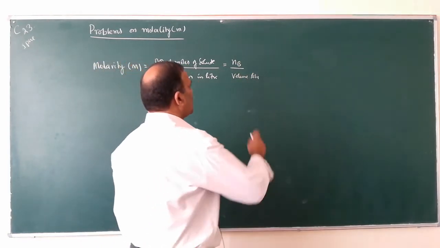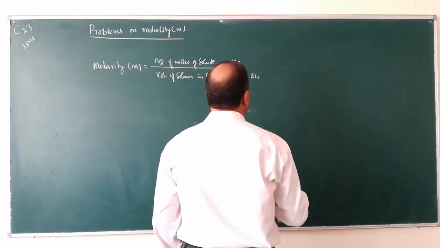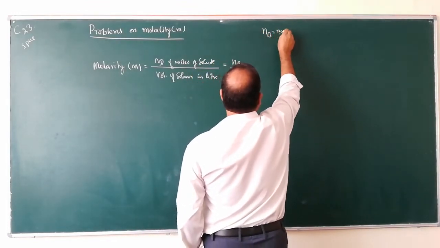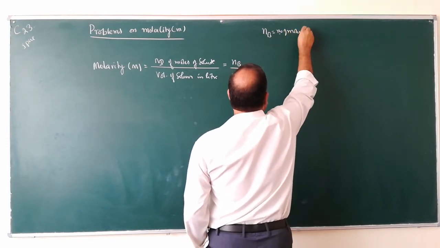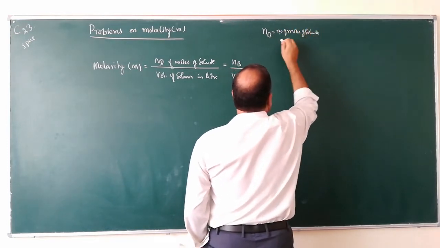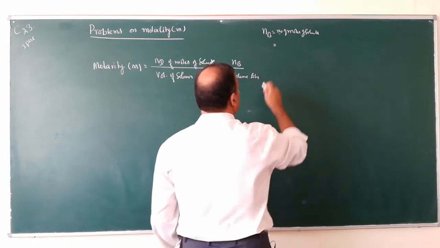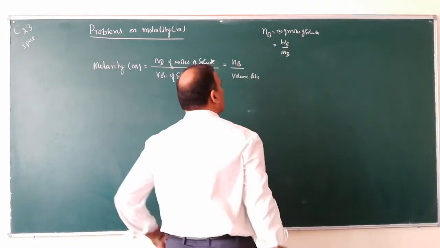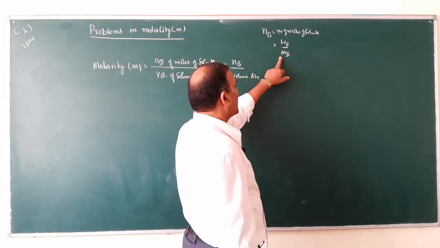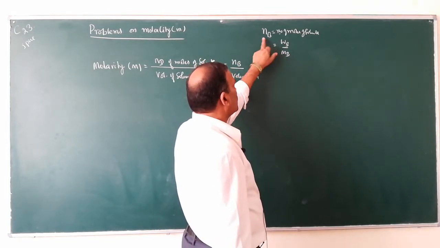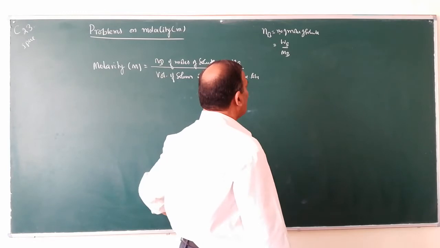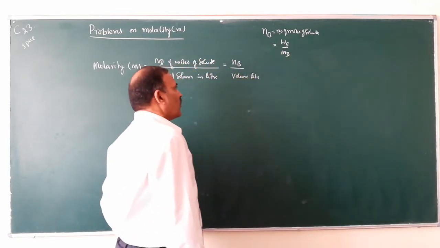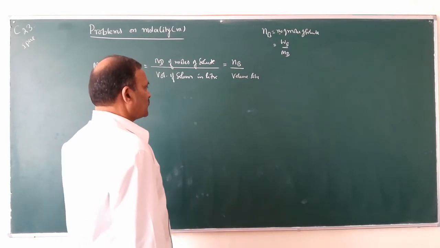So, what is NB? NB is equal to number of moles of solute, it is calculated by this formula, that is WB over MB. Weight of solute divided by molar mass of solute gives number of moles of solute, where WB equals weight of solute and MB is the molar mass of the solute.